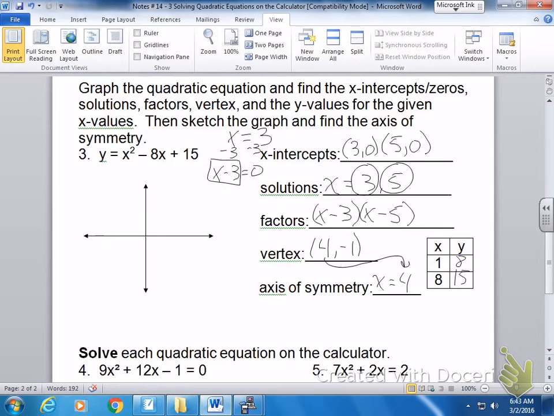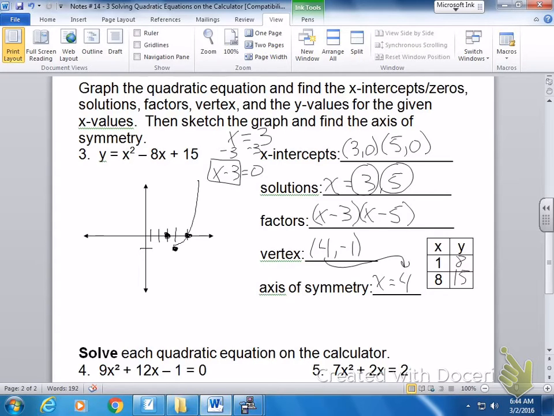So now that I've filled out my table, I've got my x-intercepts, I have my vertex, I can graph my parabola. So I'm going to graph the vertex first. Let's see, over 1, 2, 3, 4, down -1. There's my vertex. Now the best thing to plot once you do this are your x-intercepts. So I have one at over 3, up 0, and I have another one at over 5, up 0.